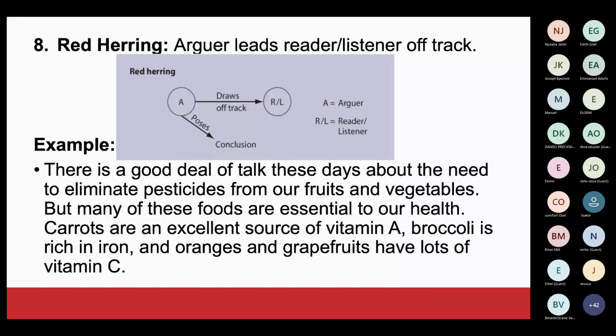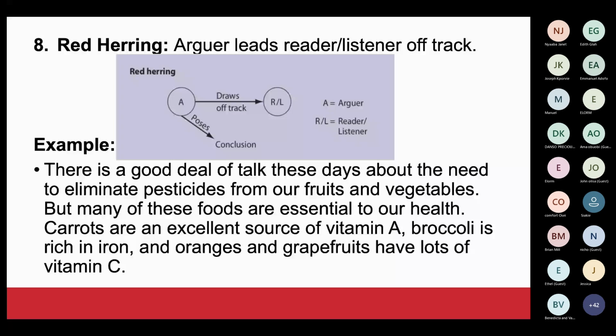So now let's look at this example and see why it is a red herring. There is a good deal of talk these days about the need to eliminate pesticides from our fruits and vegetables. That is what is being argued for: eliminating pesticides from fruits and vegetables. Now, the arguer, that is how he started. Then the arguer continues by saying that many of these foods are essential to our health.